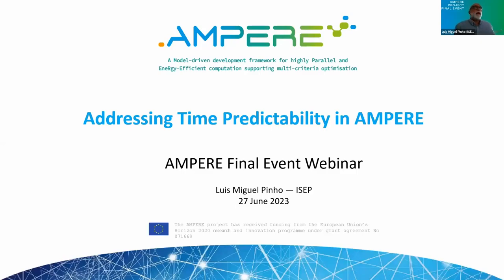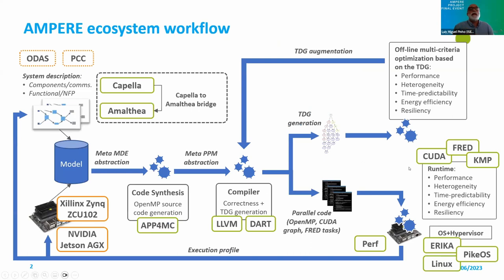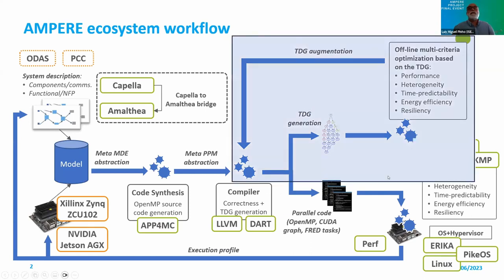Okay, so our next talk will be on how in AMPERE we have addressed time predictability. I will start by going back to the workflow that Sarah presented, with the different steps of how AMPERE deals with the propagation and extraction of information in order to provide the different criteria that we use to analyze the system.